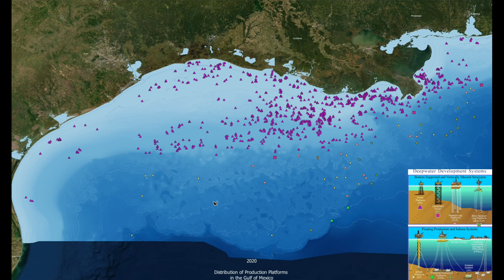This is how things stood at the end of 2020. I'm curious about these platforms very far from shore. Here is a floating production system in over 9,000 feet of water. These pluses are also floating production systems. A spar system here.